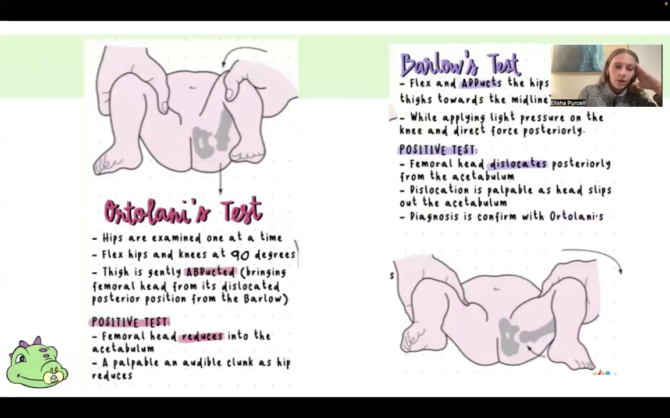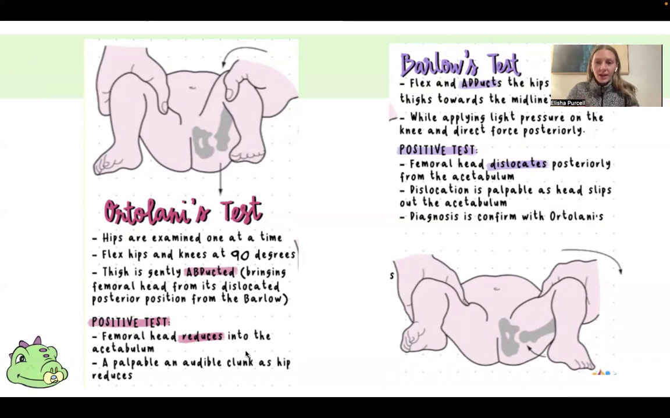So here we go, on the left we've got the Ortolani sign and Barlow's test on the right. They're done in conjunction with each other, as hopefully you've seen on placement. So you start with the Ortolani test, and a positive sign is when you can actually reduce the femoral head into the acetabulum. So here you often hear an audible clunk as the hip reduces.